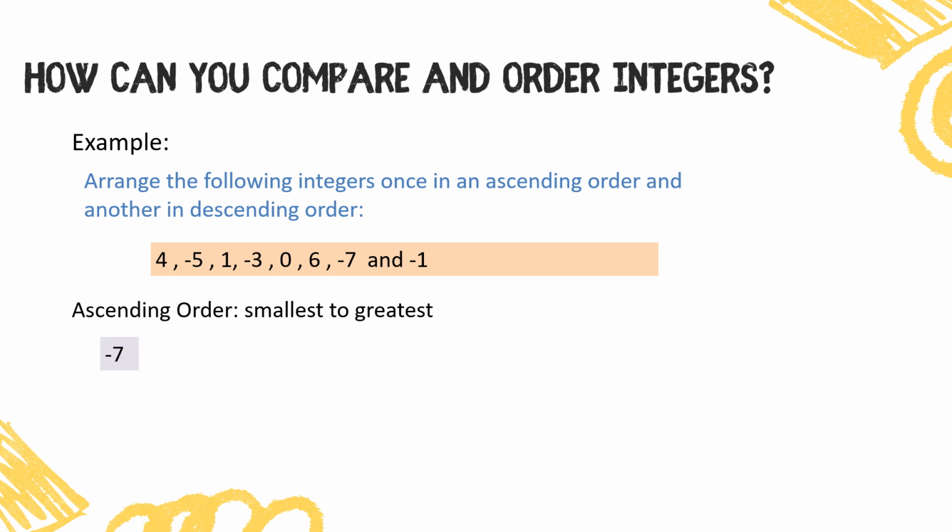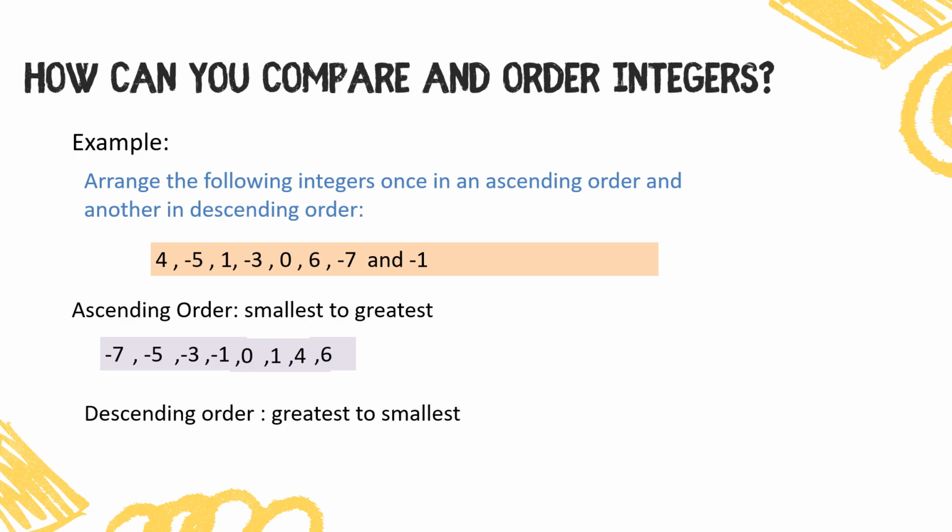Then what? Excellent. Minus 5. Then what? Minus 3. Excellent. Then what? Minus 1. Very good. Then what? 0. Excellent. Then what? 1. Excellent. Then what? 4. Excellent, the champions. And the last one is 6. Very good.